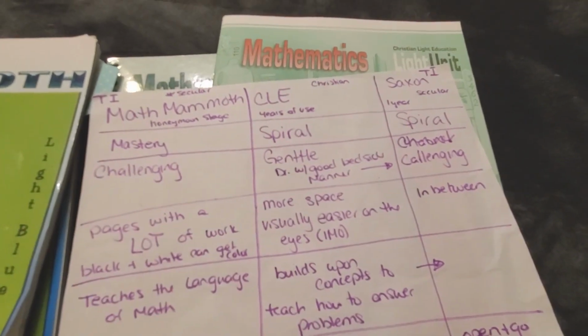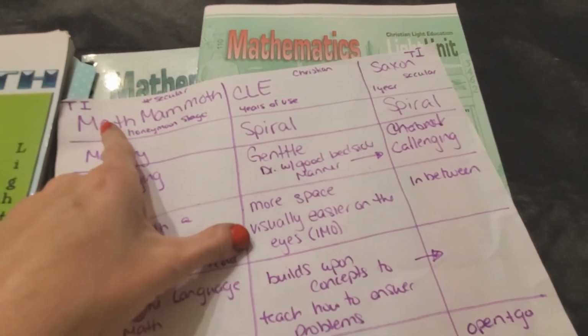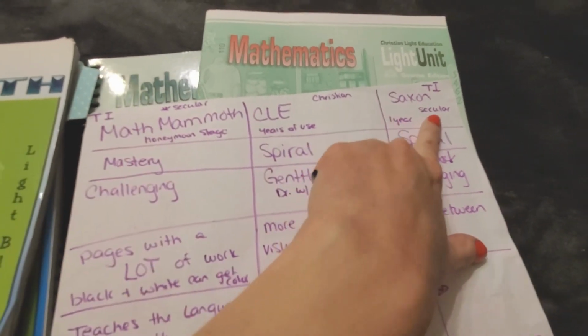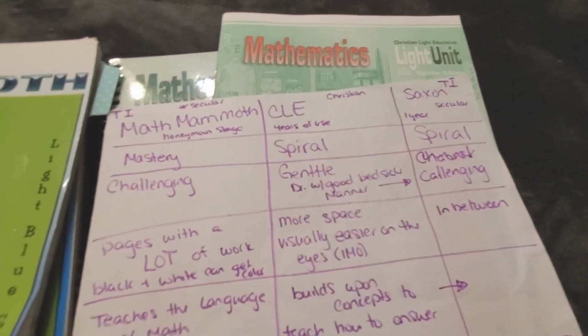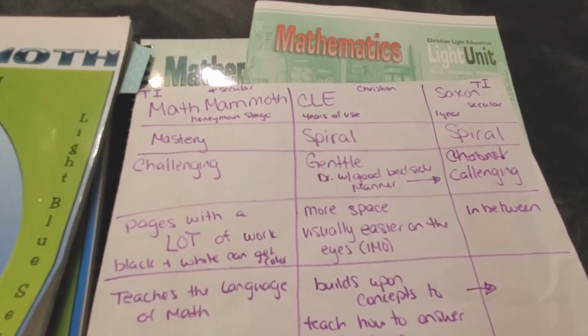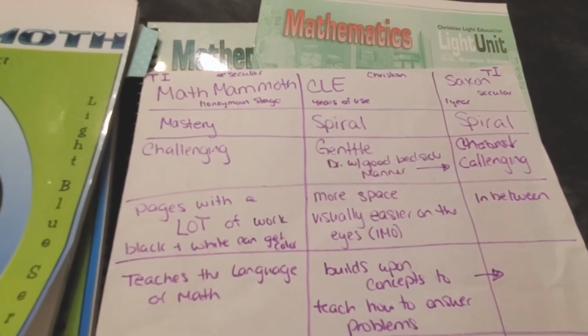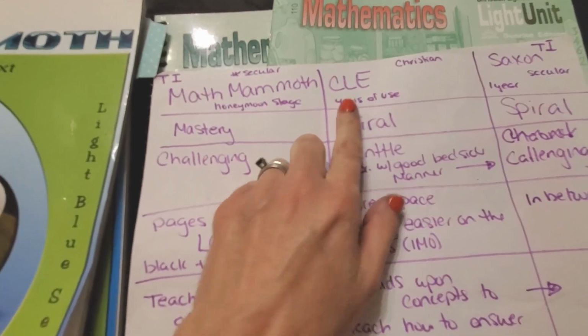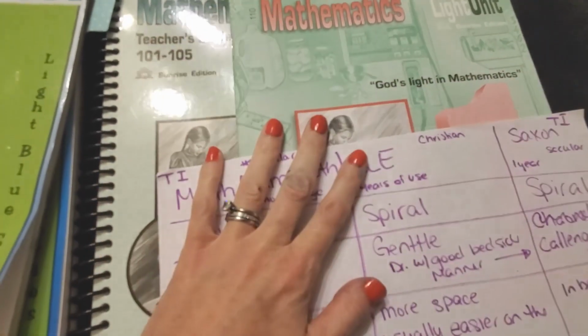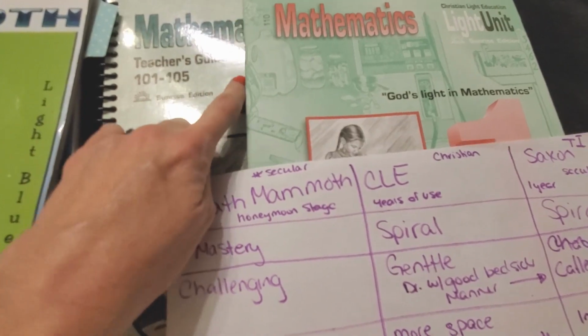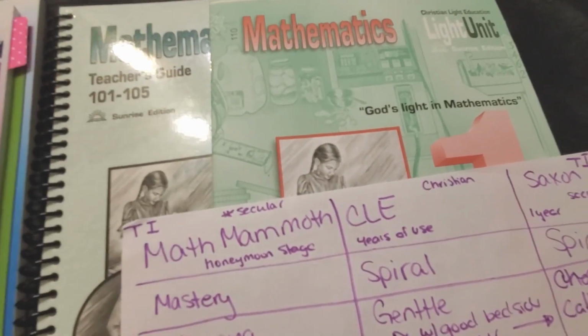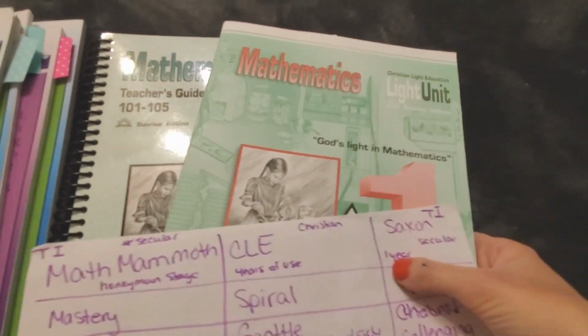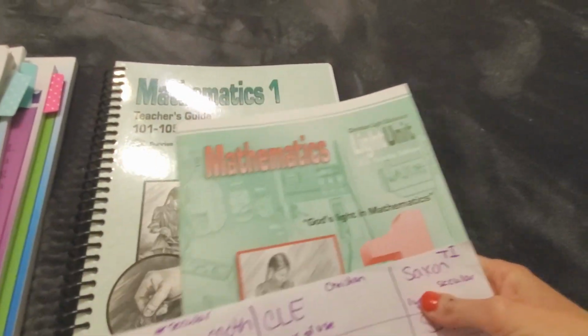I have TI up here on Saxon and Math Mammoth because they are both much more teacher intensive than CLE in completely different ways. Well, first of all, CLE is very, very, very open and go. They have these little light units and a teacher's guide. And I will say in 1st grade, I'm guessing 2nd grade, you do need the teacher's guide.